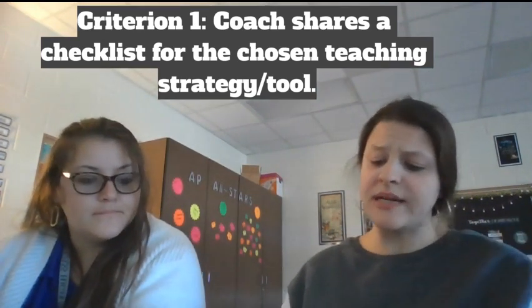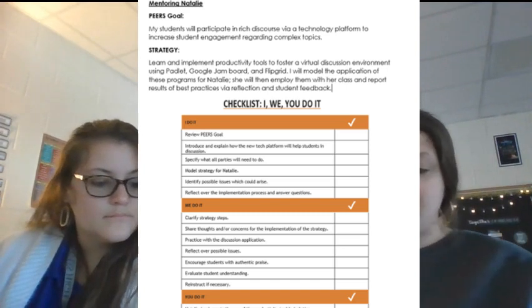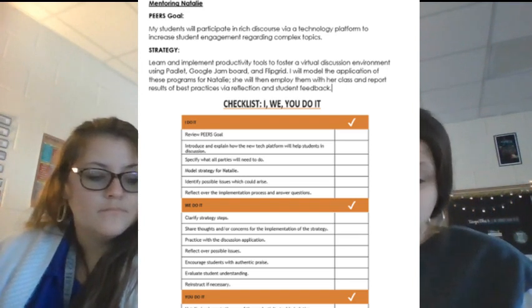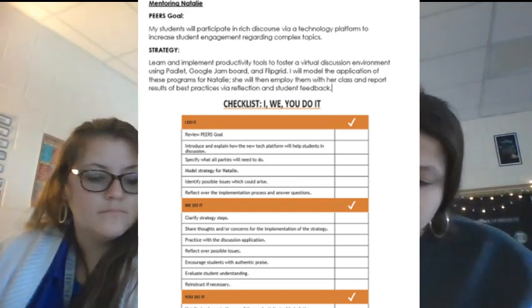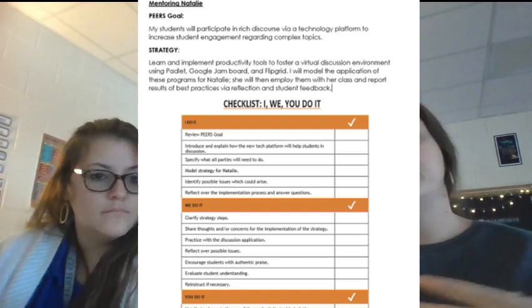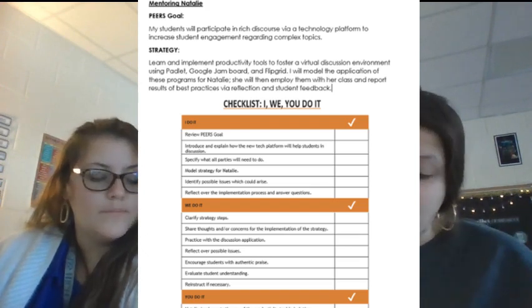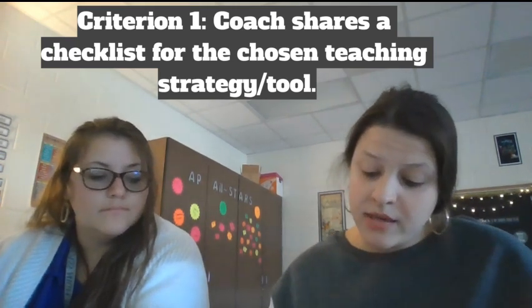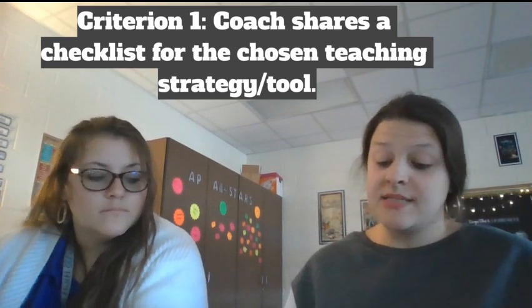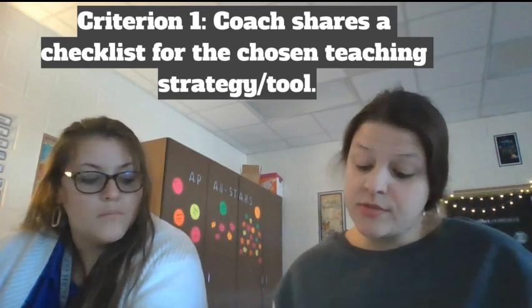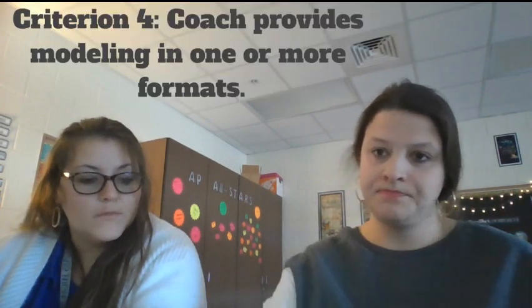Sounds great. I've also created a checklist for us. This is I, we, you do it. Perfect. So I have helped you create here a peers goal. I'm going to introduce the new platforms. We're going to specify what all the parties need to do. That would be me as modeling, you as a teacher, and then your students, of course. Right. And then obviously we want to talk about any possible barriers that might come about, and then reflect. And then what I'd like to see you be able to do is go through and actually do this in your class. Okay. And then, of course, have your students reflect on it as well. All right.